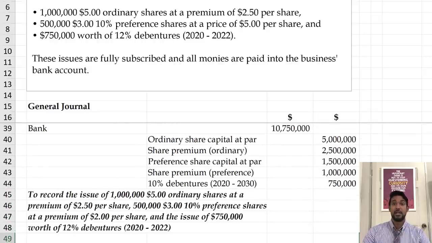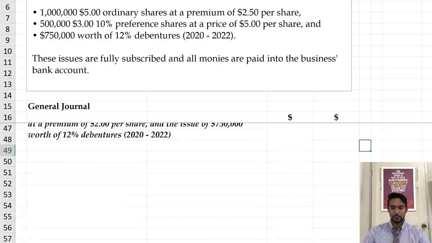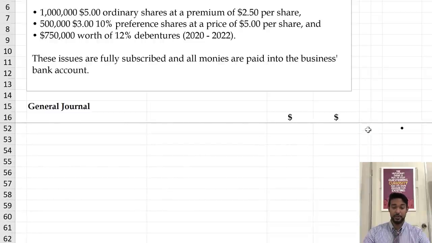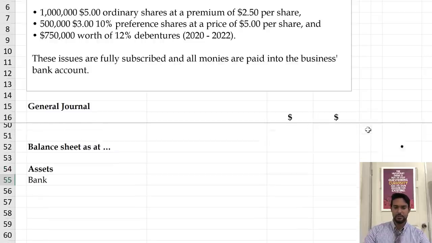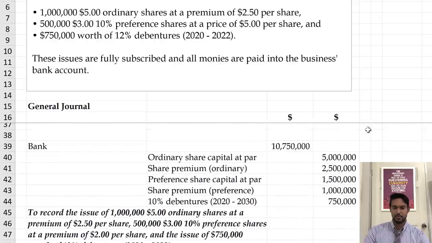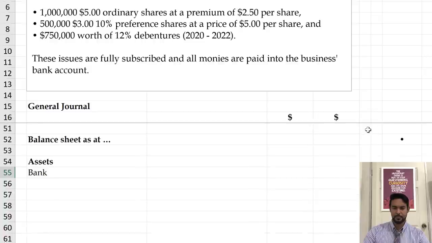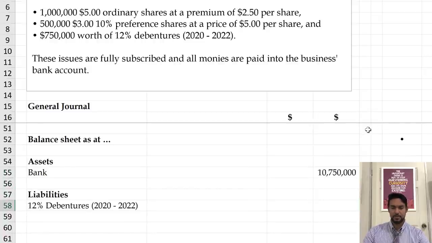Okay, balance sheet time. So I'm gonna do it both ways. So keep your pants on, unless you don't have one pants, in which case, yeah. All right, so assets, bank, how much was it in total? 10.75 million. Liabilities, debentures, 750, giving me 10 million in net assets.